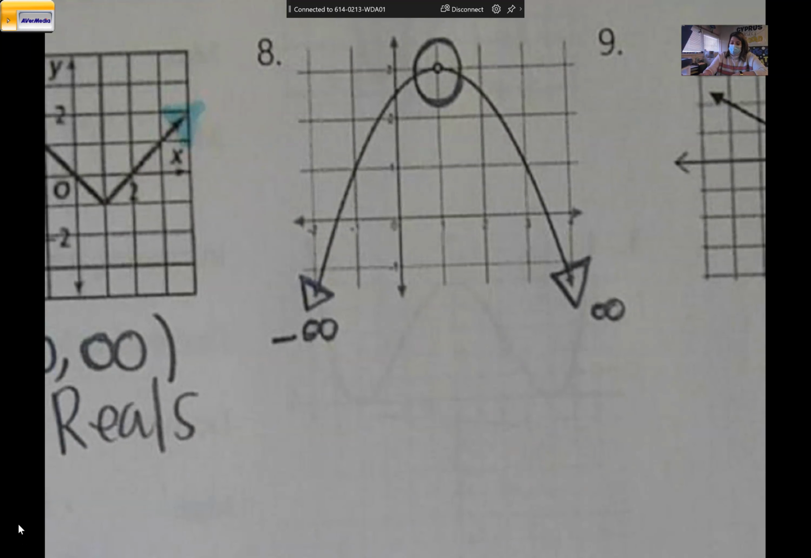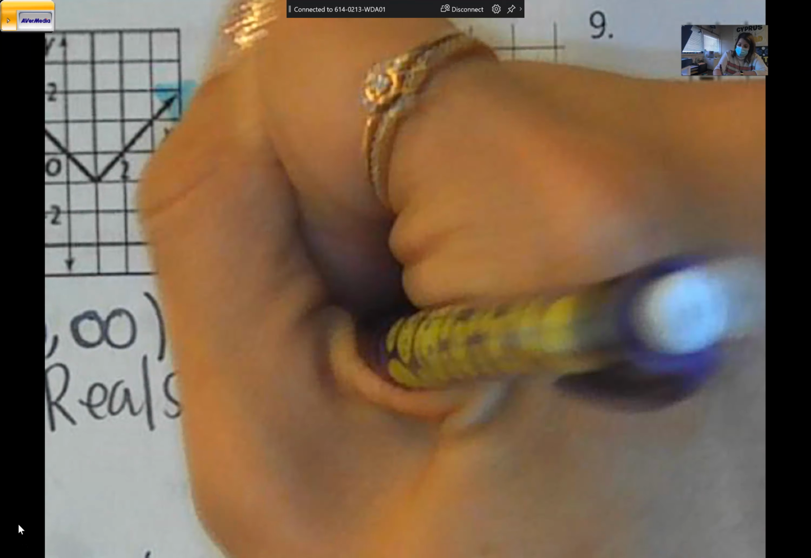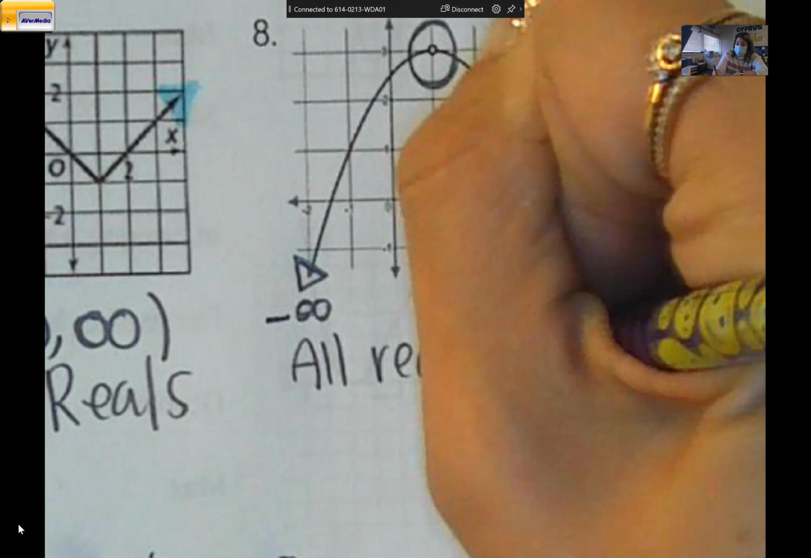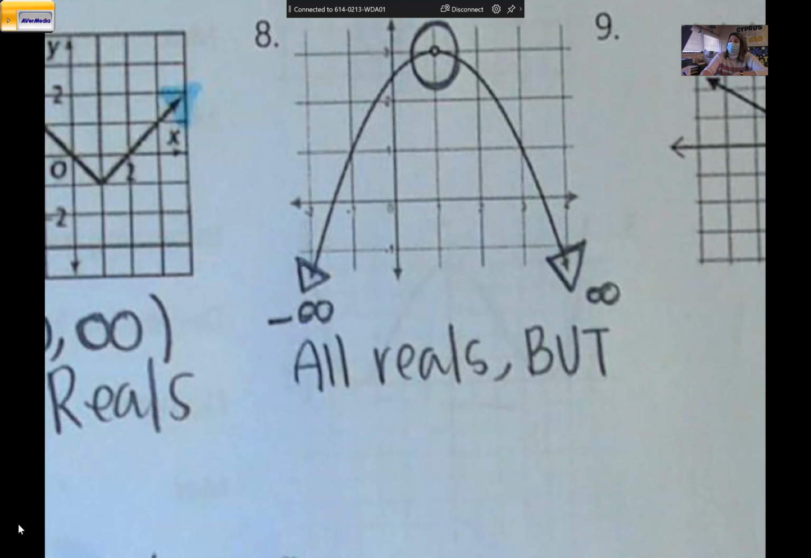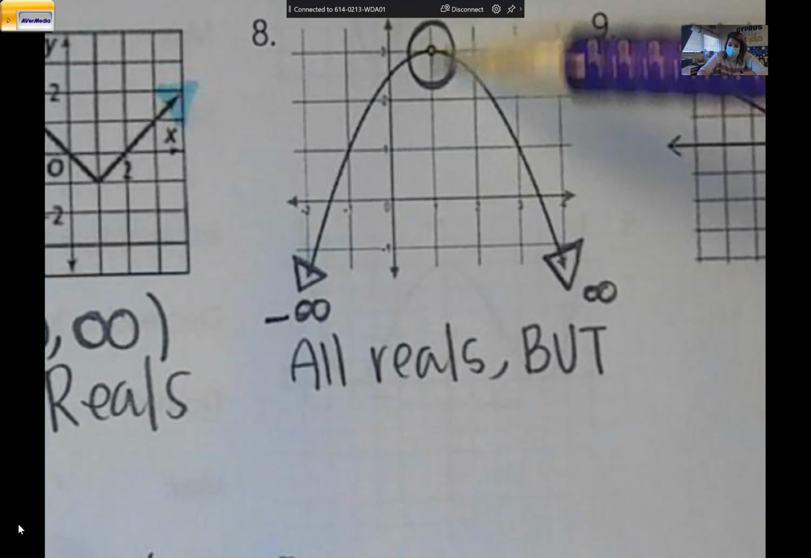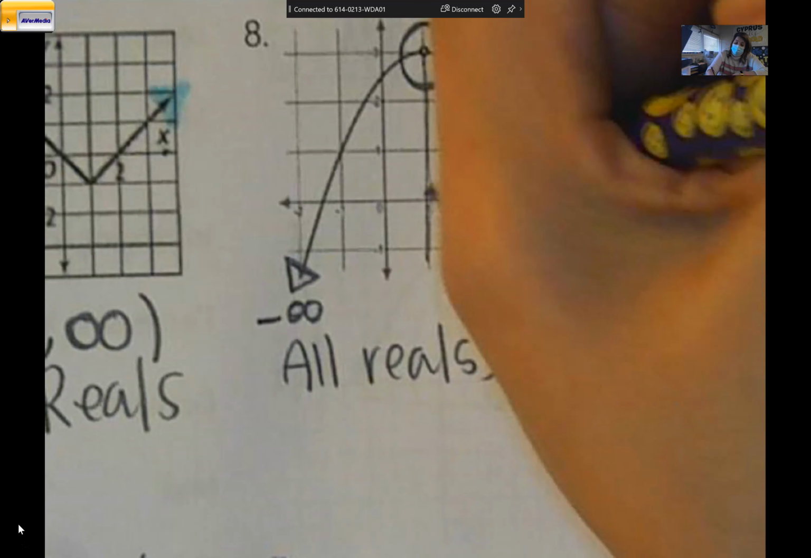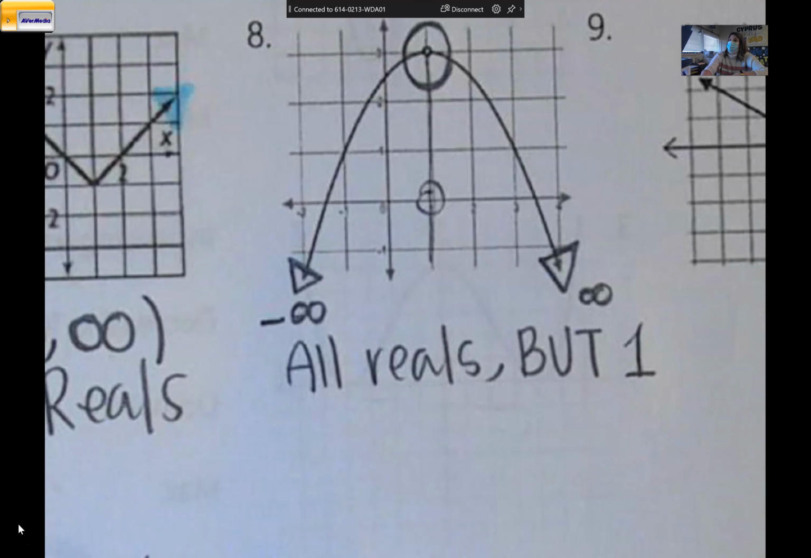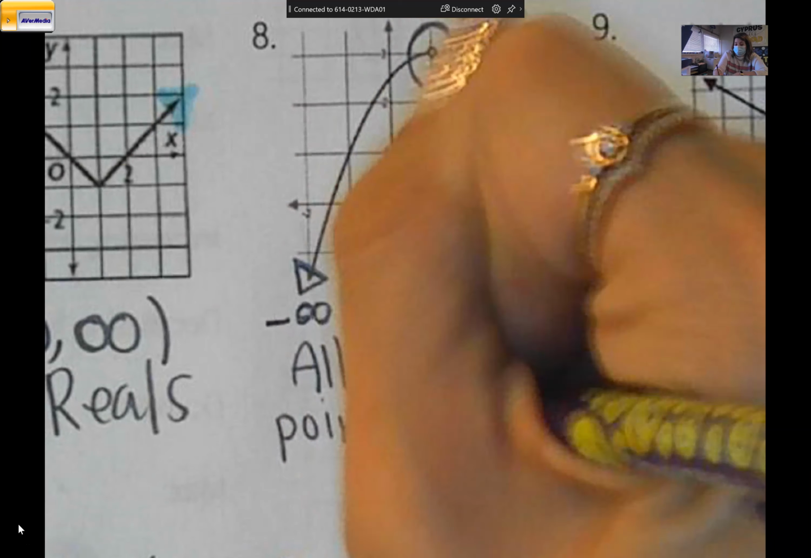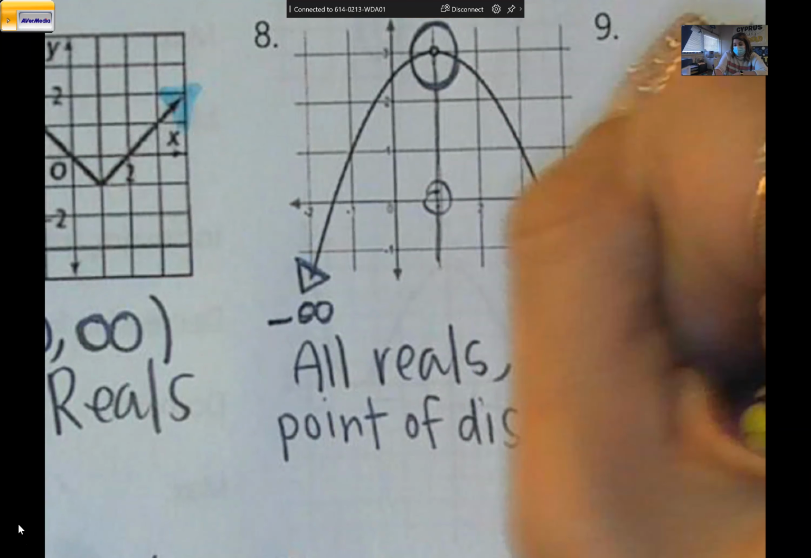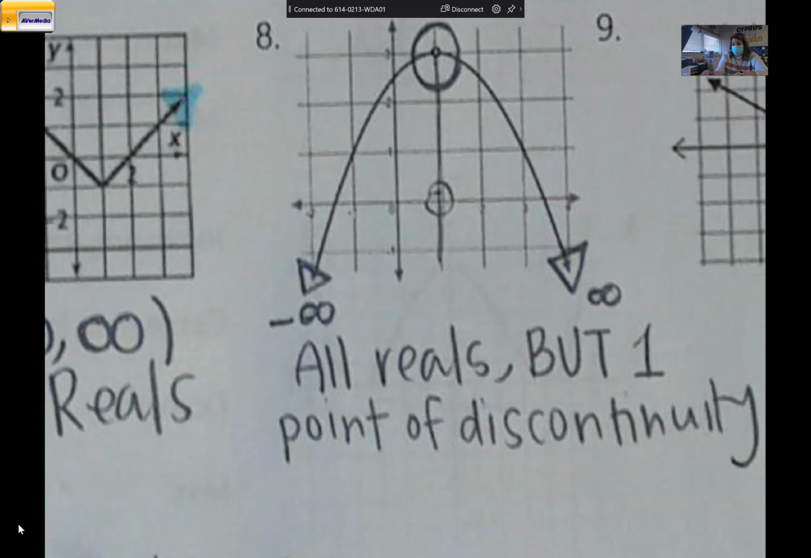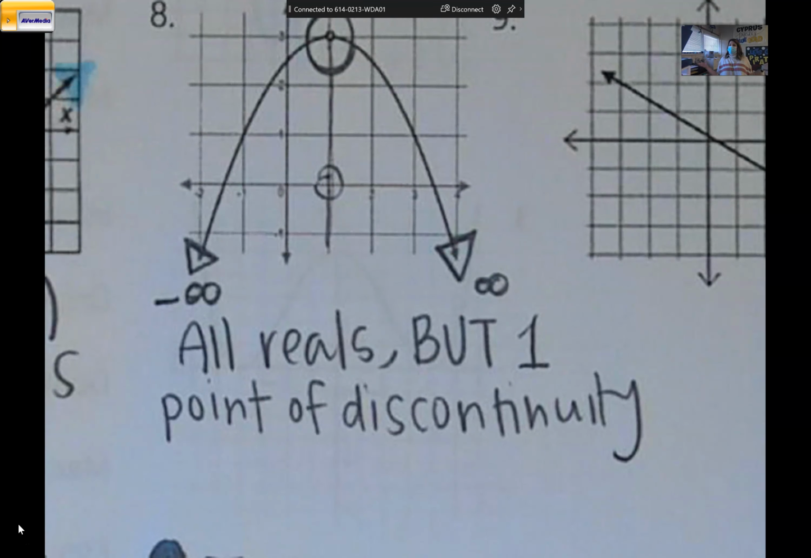So we have to make sure that we address what is happening there, because that is an issue. So what we're going to say is that this can be all reals, but what number? All numbers but the number 1. This is called a point of discontinuity. So that's a fancy way of saying this function is continuous and goes on forever in both directions, but we have one point that's an issue, and that's at 1.